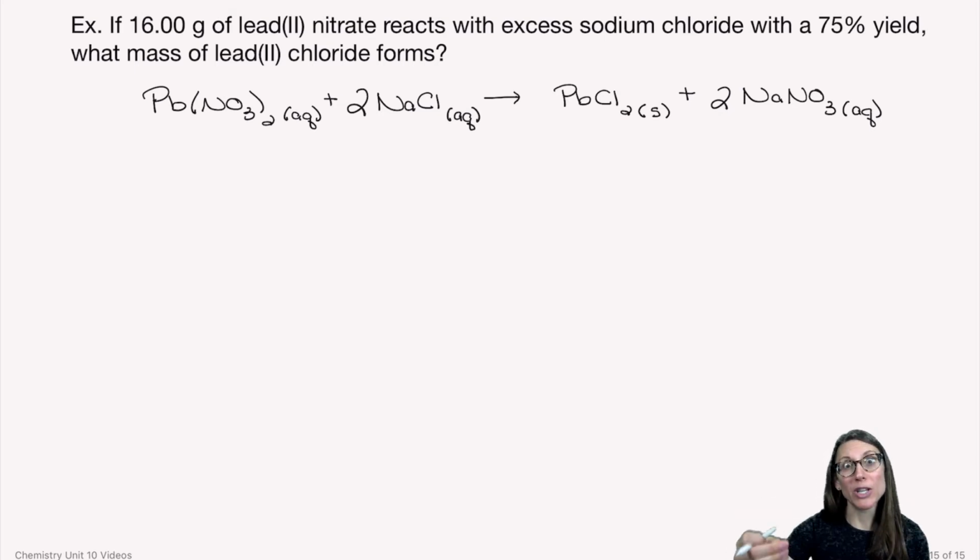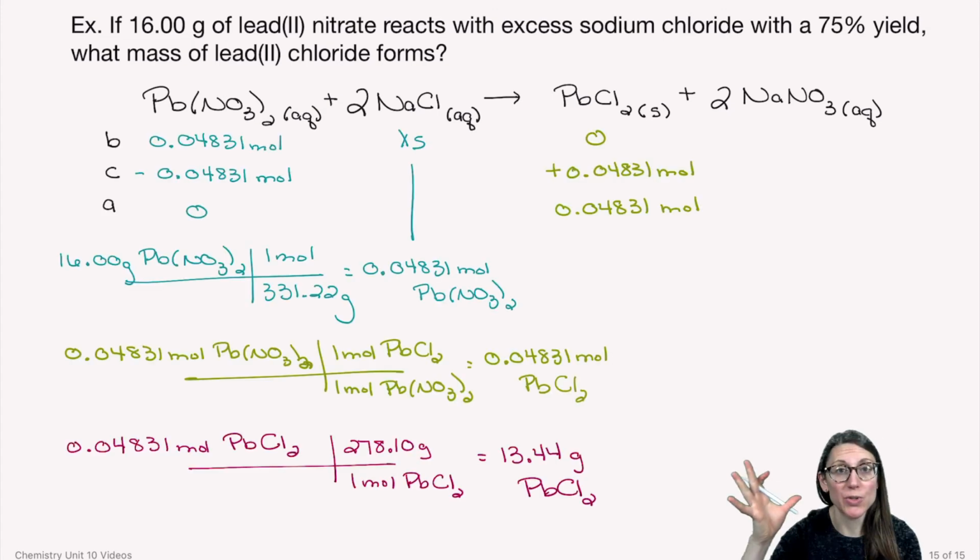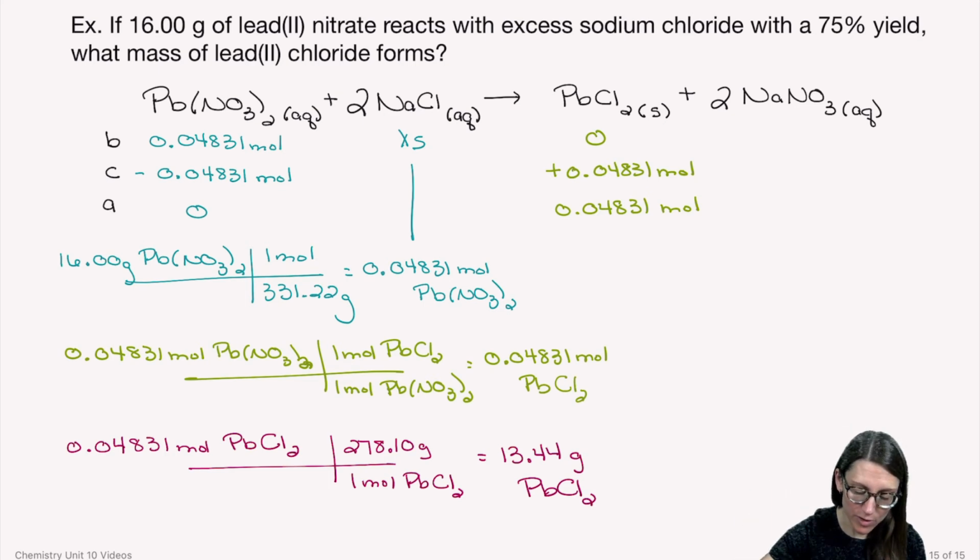We're going to do much as what we did before. We're going to start and do just a regular stoichiometry problem to predict that theoretical yield. Okay, so just a stoichiometry problem so far. Grams of lead nitrate to moles of lead nitrate. Moles of lead nitrate to moles of the lead chloride. That's in green. And then lastly, the moles of lead chloride to grams of lead chloride for my theoretical yield. Okay, so right now we've got the theoretical yield. This is where we actually bring in the percent yield bit.